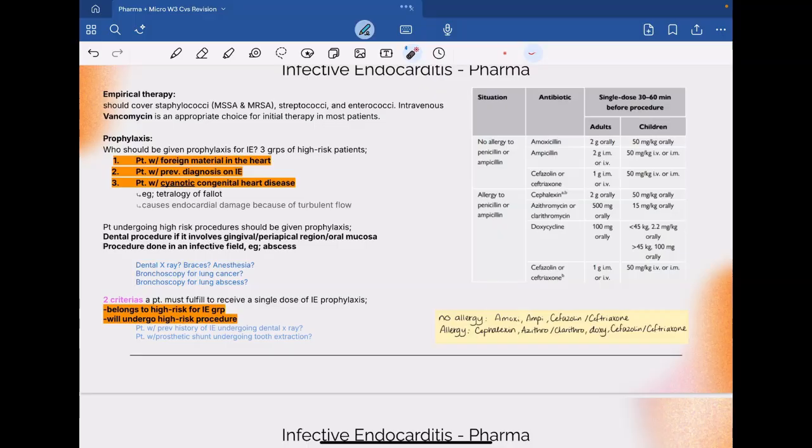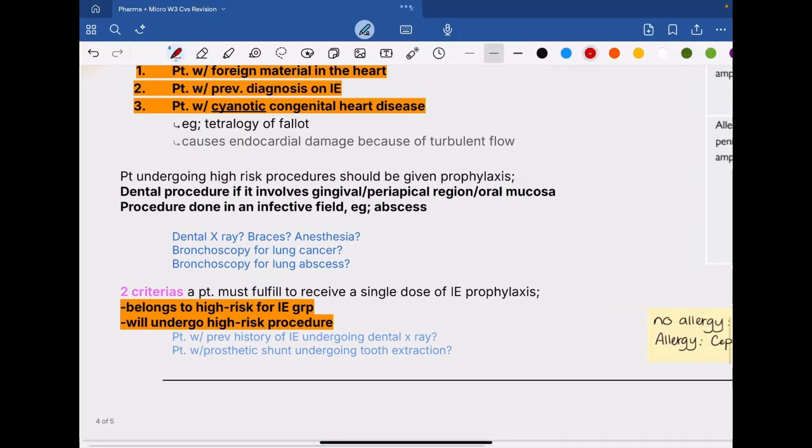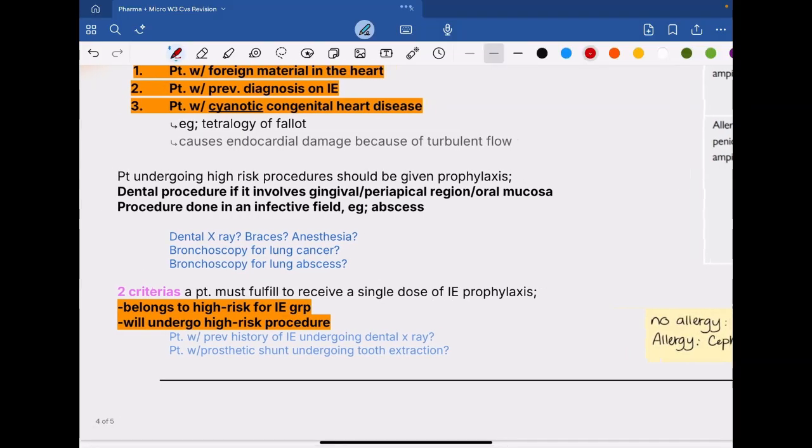Any patients undergoing high-risk procedures should be given prophylaxis. Any dental procedure, if it involves the gingival, periapical region, or oral mucosa, or any procedure that is done in an infected field, such as an abscess, like a patient you're going to, let's say, remove a tooth from and the tooth has an abscess, it's best to give them prophylaxis.